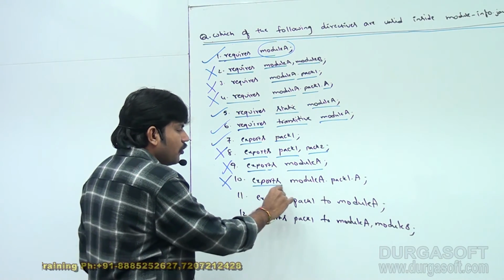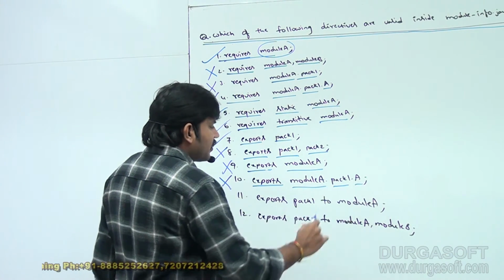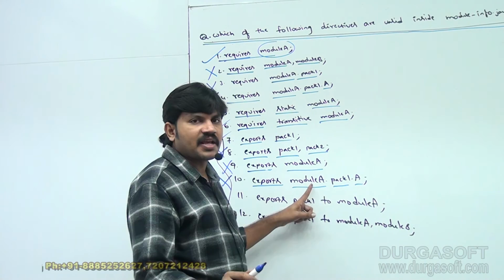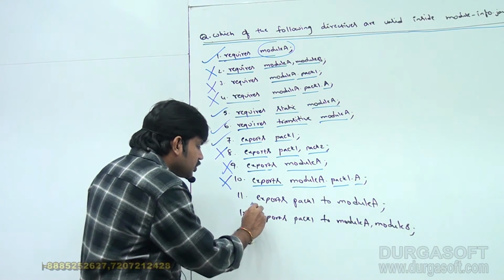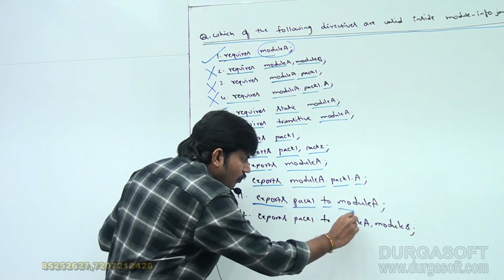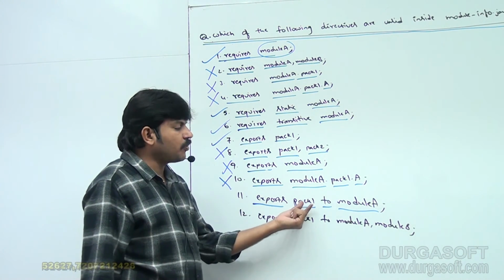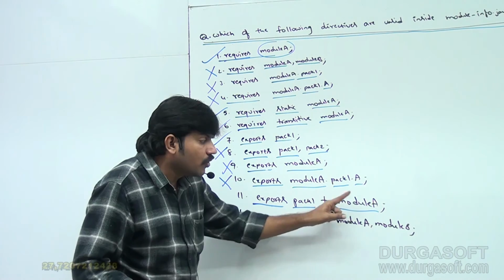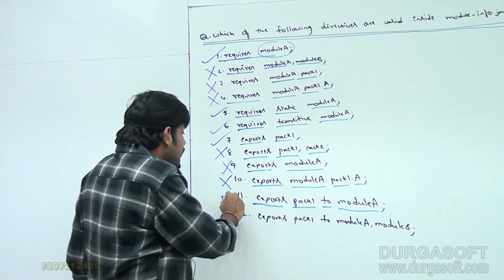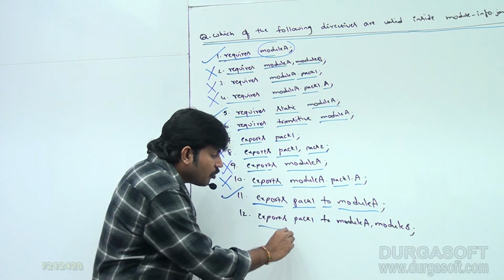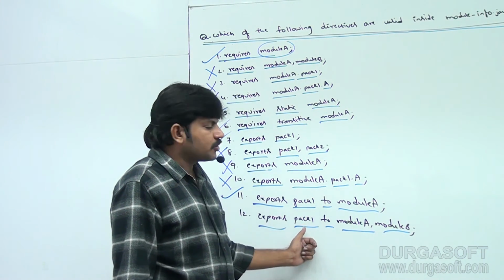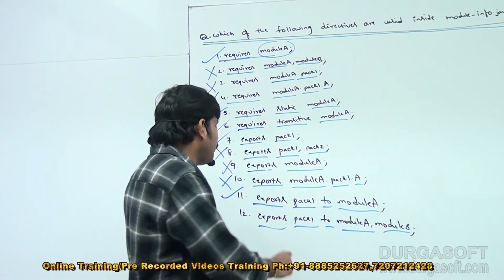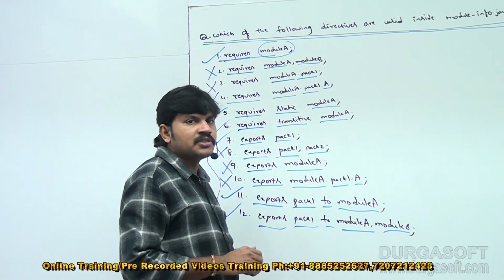Exports module A.pack.A: exports is applicable for packages but not for classes. Remember that. Next, exports pack 1 to module A. Can you export pack 1 to only module A? Only module A: qualified exports, valid. Exports pack 1 to module A, module B. Can you export to module A and module B? Yes, perfectly valid.